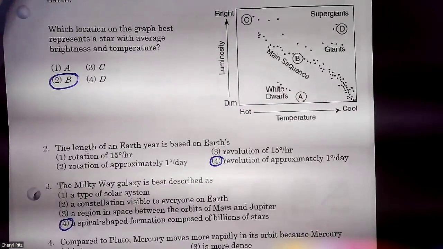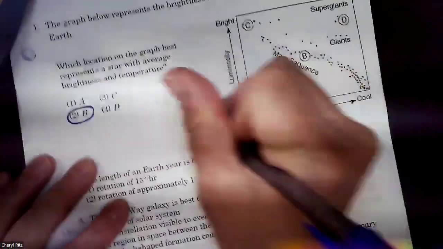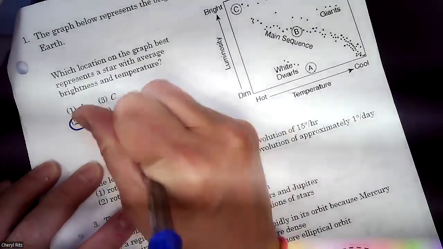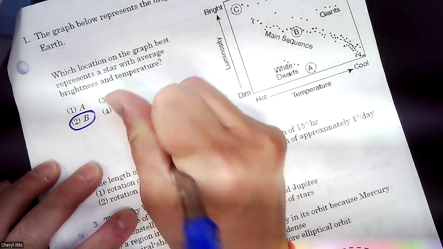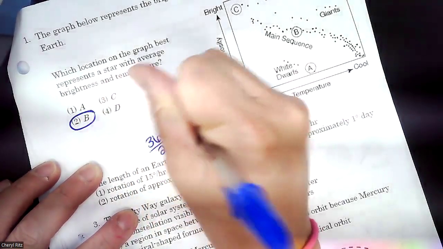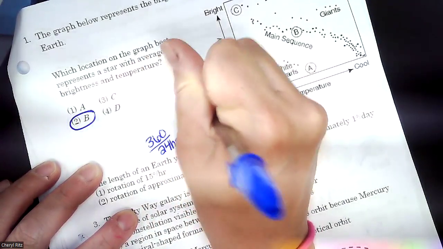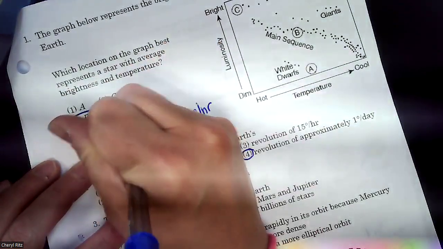The Earth's year is based on the revolution, not the rotation. They tried to trick you here with the 15 degrees per hour or the 1 degree per day. Remember that the Earth spins. So for rotation, we spin 360 degrees in 24 hours. That equals 15 degrees per hour. This is rotation.